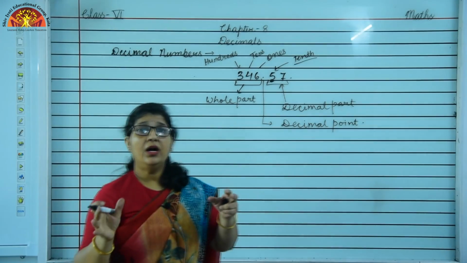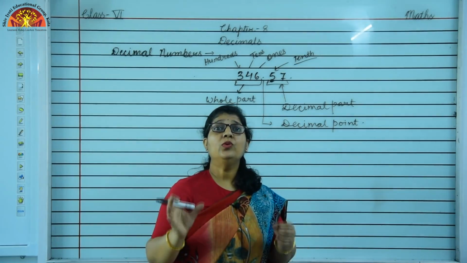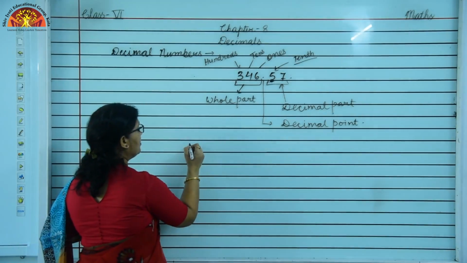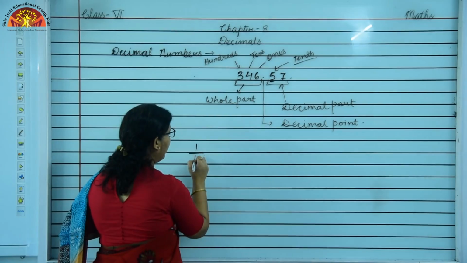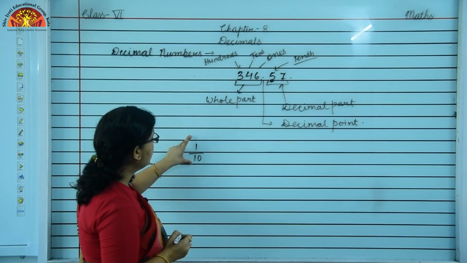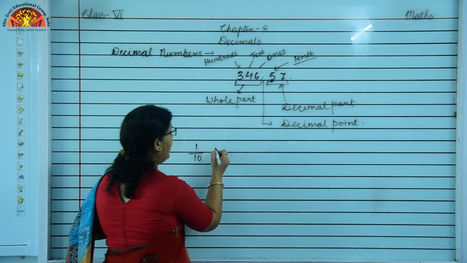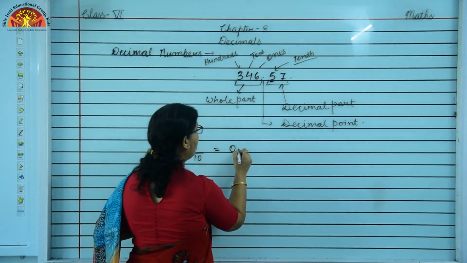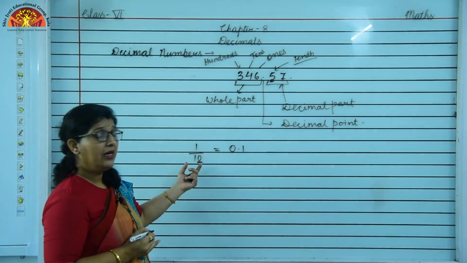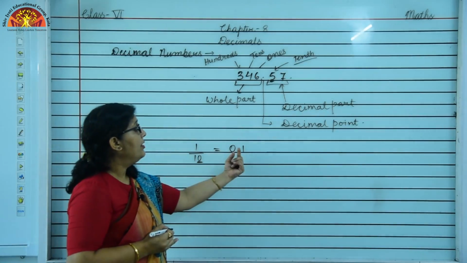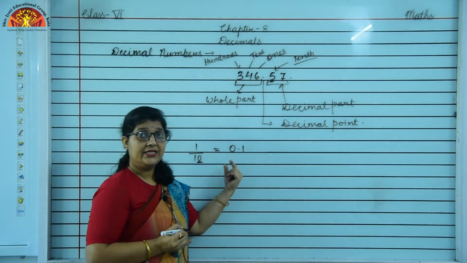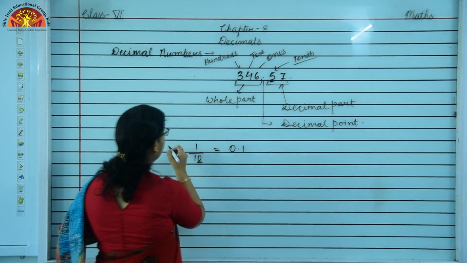We know a unit divided into 10 equal parts gives tenths. Suppose we have one unit and we divide it into 10 equal parts. This is 1 upon 10 and this is called one tenth. And how do we write it in decimals? 0.1, because we have one 0 in the denominator. So, we put the decimal after one digit from the right side. Understood? So, this is the tenths place.